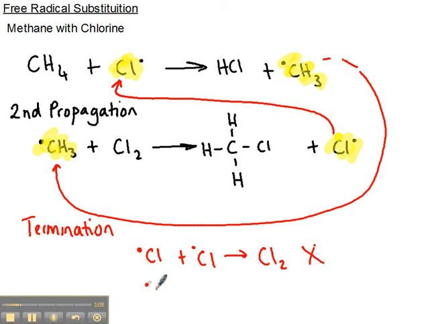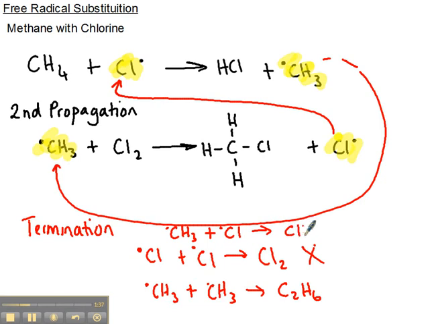The other one we could have is a methyl free radical reacting with another methyl free radical to form what is known as C2H6, ethane. And finally, we could in theory also have a methyl free radical, I'm just going to use this space up here, reacting with a chlorine free radical to form chloromethane.